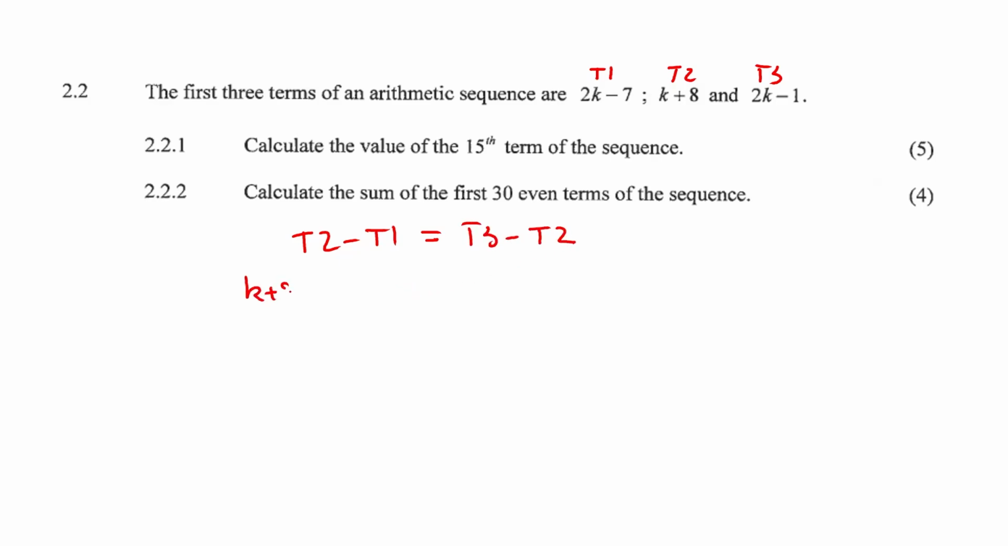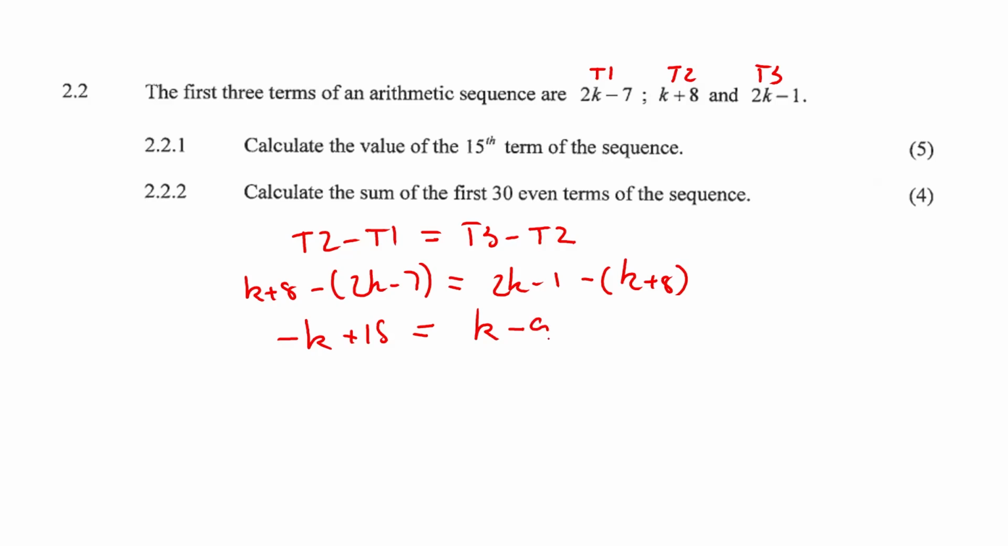So that's going to be k plus 8 minus, don't forget your bracket, because that negative is going to wreak havoc inside the bracket. All the negatives to positives and positives to negatives. This is going to be 2k minus 1 minus, open a bracket, k plus 8, close the bracket. Okay, it's going to simplify on this side. 2 minus k plus 15 is equal to, on this side, it's just going to be k minus 9.